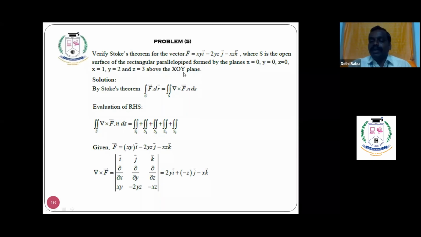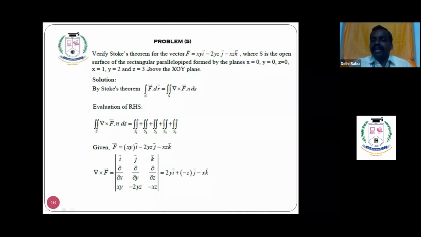See the difference between the previous problem and this problem. In the previous problem also a parallelepiped, this problem also a parallelepiped. In the previous problem the limits are given x equal to 0 to a, y equal to 0 to b, z equal to 0 to c. In this problem x limit is given as 0 to 1, y equal to 0 to 2, z equal to 0 to c. That a, b, c are 1, 2, 3.